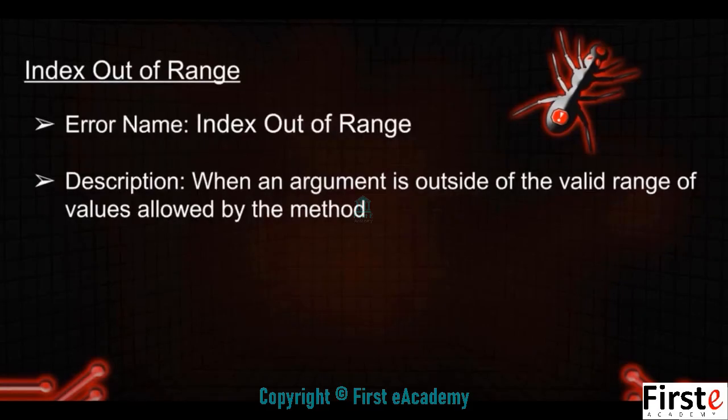An index out of range exception occurs when an argument is outside of the range of values allowed by the method. Here are some possible causes of an index out of range exception. You may have an array or list, and you are trying to reference an index that is too large.